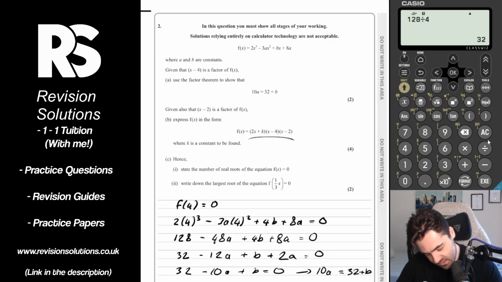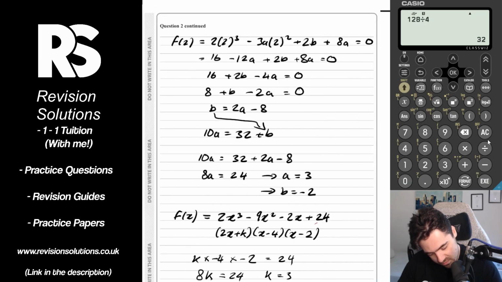So then it says for part C, state the number of real solutions. Well, we've got 3 factors, so there would be 3 solutions total.